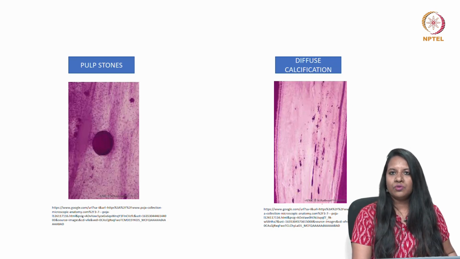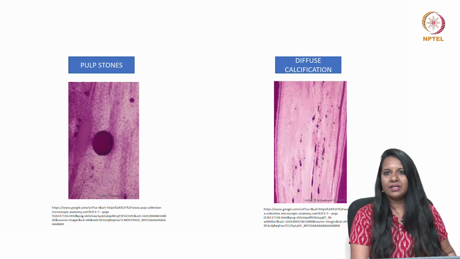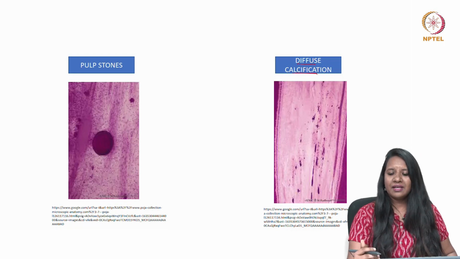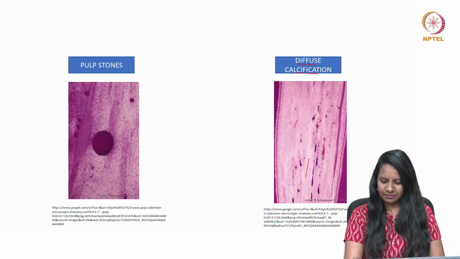It could be either true or false. It is called true when it mimics the dentin, that is, it should have dentinal tubules. Otherwise, just concentric layers of calcification are called false denticles. When it is free in the pulp chamber it is called free, and when it is attached to the dentin it is known as attached denticles. Then coming to diffuse calcification, where there will be calcifications present diffusely throughout the pulp chamber.